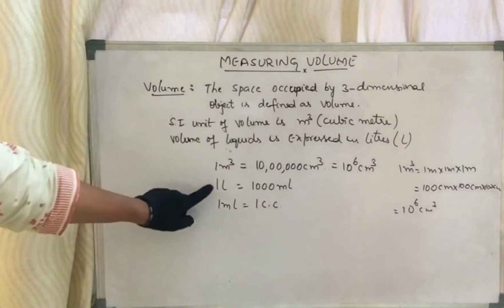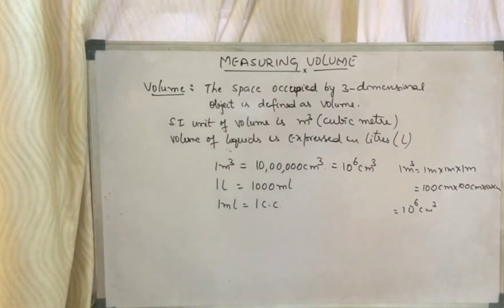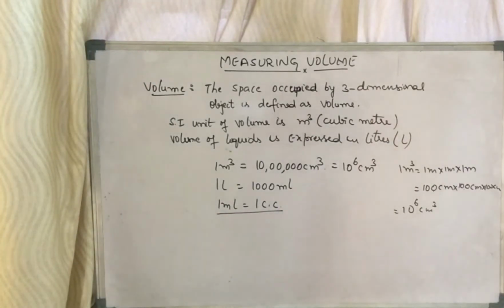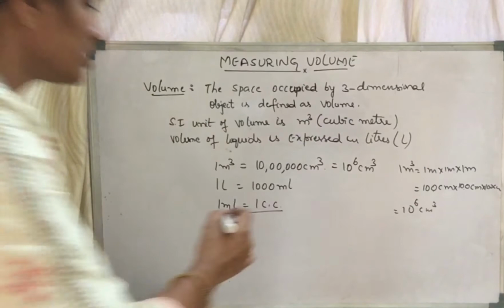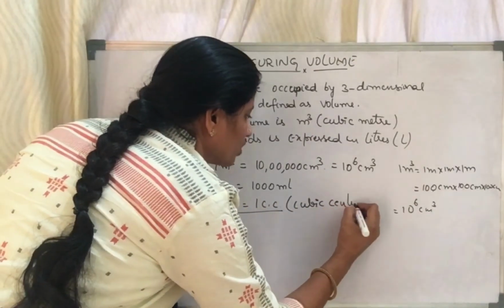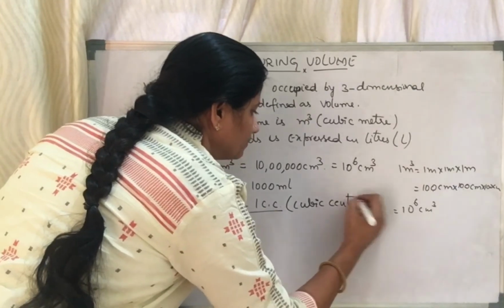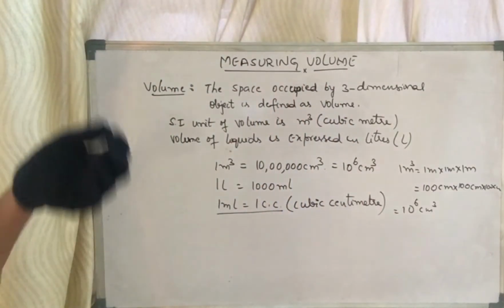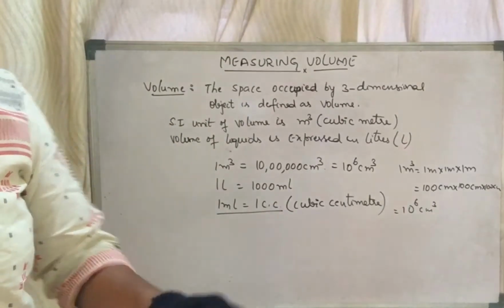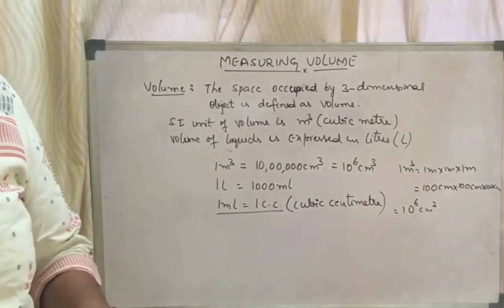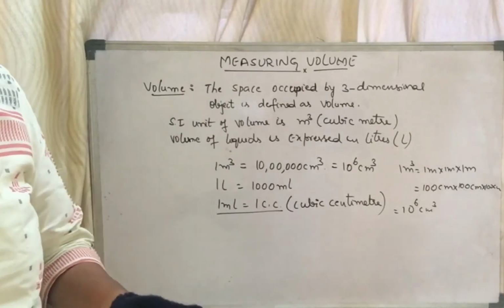1 liter is equal to 1000 milliliters, and this is very important which you have to remember. 1 milliliter is equal to 1 cc. Cc is nothing but cubic centimeter. So these are the relations. We have n number of relations, but mainly these will be useful in solving the numericals at the class 7th level, or else we have so many relations.